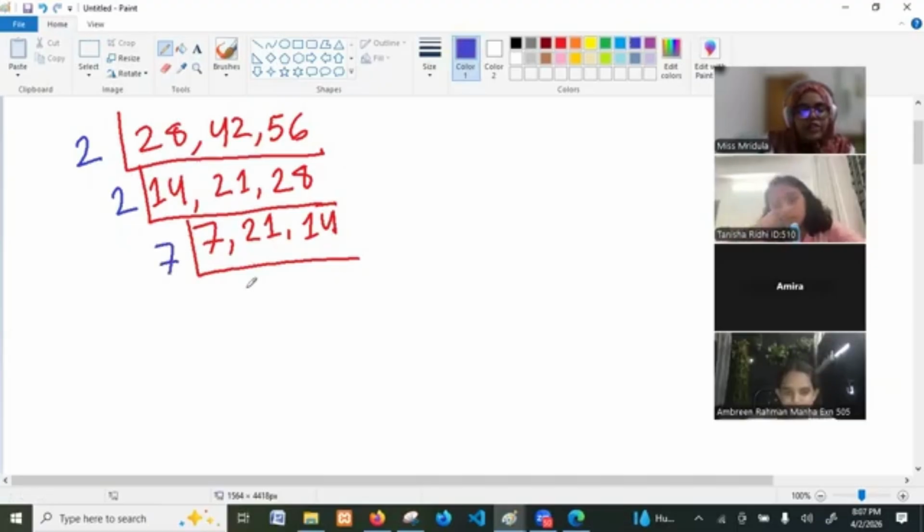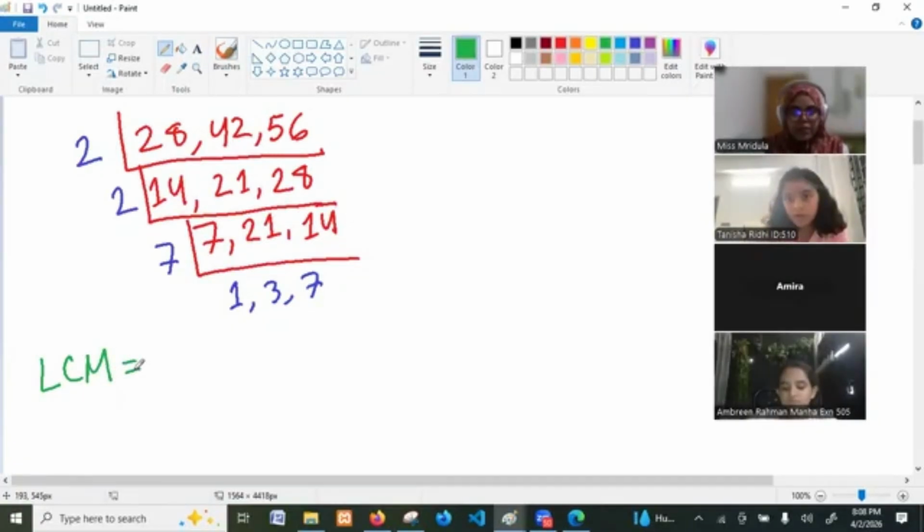So we can divide all of this by 7. 7 ones are 7, 7 3s are 21, and 7 2s are 14. You can see 1, 3, 2, all of these are prime numbers, right? So we can stop here. Okay, let me write these 1, 3, and 7 in blue. 1, 3, 7. So who can tell me how to find out the LCM?